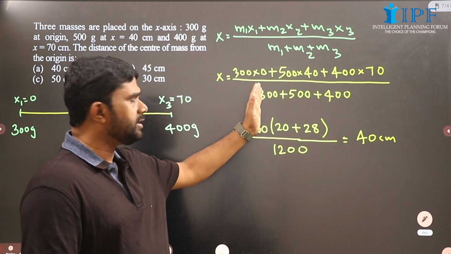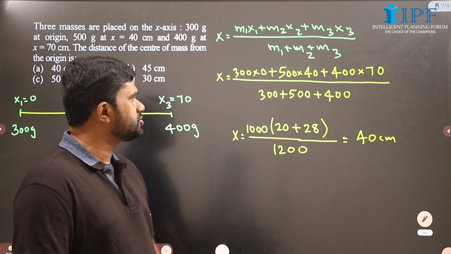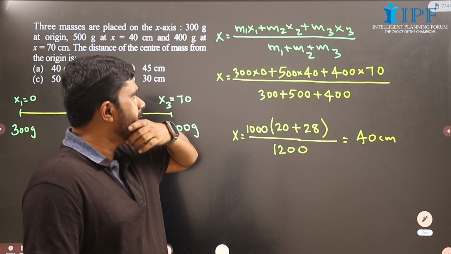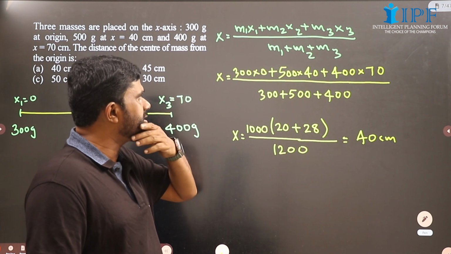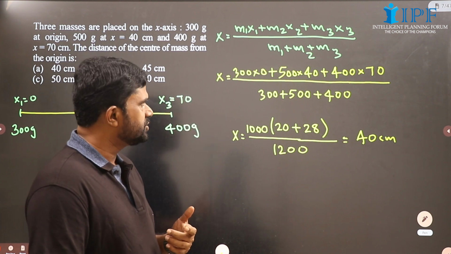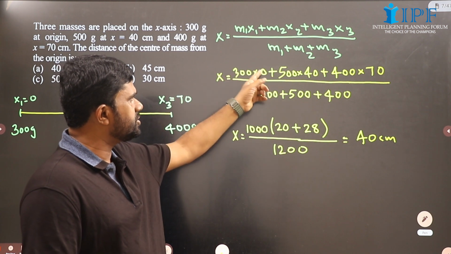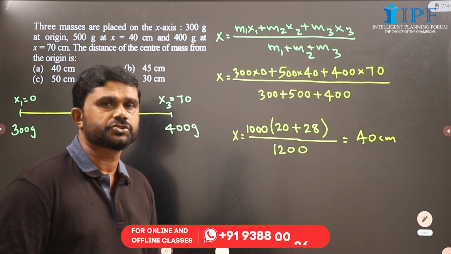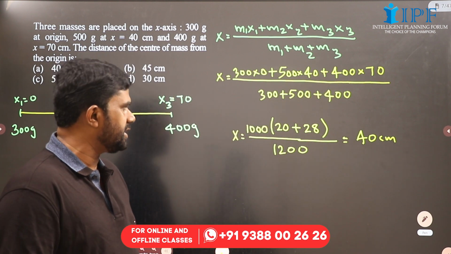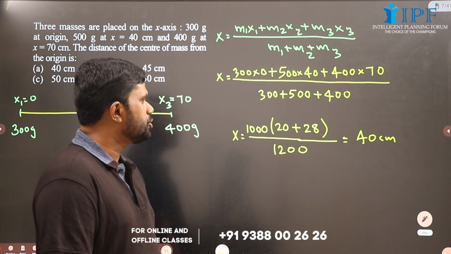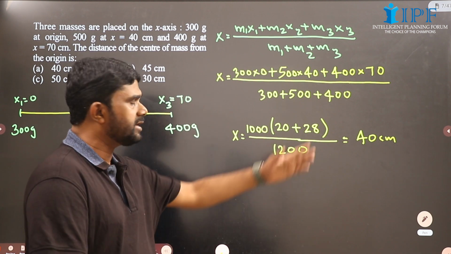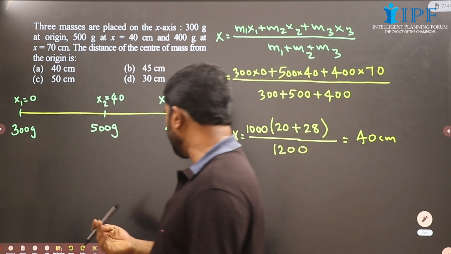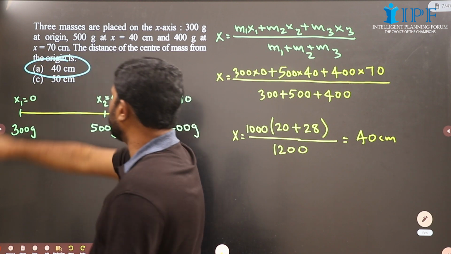In the denominator, m1 plus m2 plus m3 will be 1200, and in the numerator we can take 100 outside. The first term will be 0, this term will be 5 into 4, that is 20, and here it will be 4 into 7, that is 28. 20 plus 28 will be 48. Then 4800 divided by 1200 gives 40 centimeter. So 40 centimeter is the correct option.